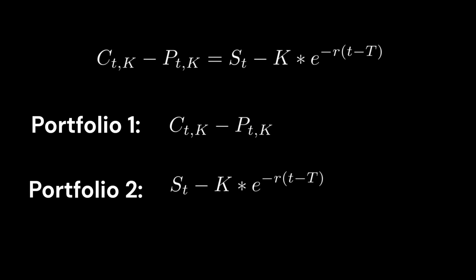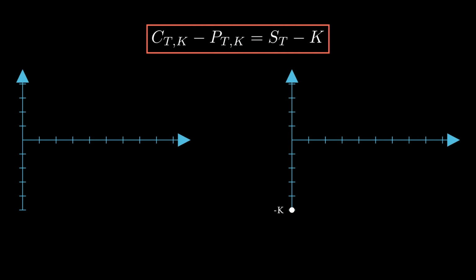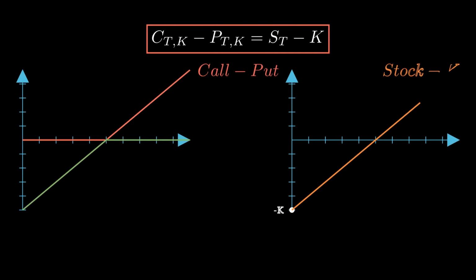To demonstrate the theory, simply consider the two portfolios on either side of the equation. By discounting their value at maturity, we find that the two quantities are equal. But now, you may wonder, how to use the call-put parity in practice?